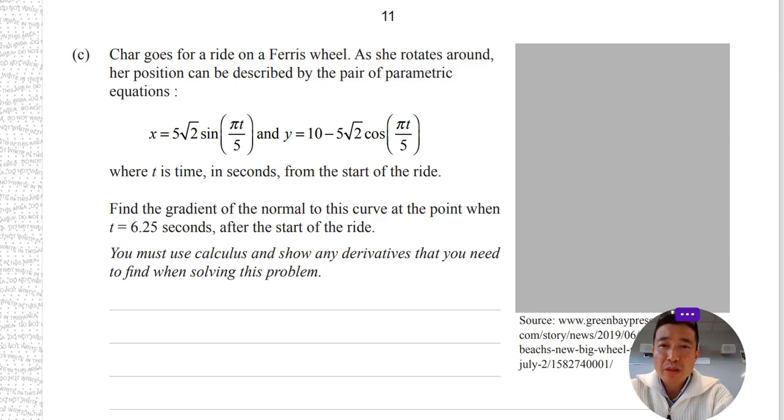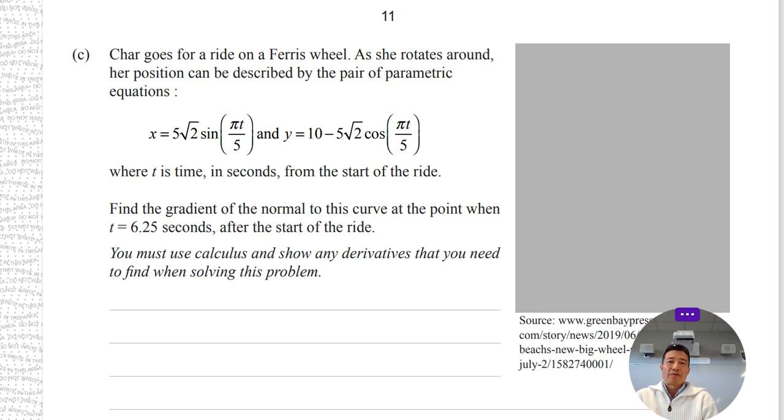We are doing 2023 NCEA Level 3 Differentiation Question 3C. It goes, Shal goes for a ride on a Ferris wheel. As she rotates around, her position can be described by the pair of parametric equations, where t is time in seconds from the start of the ride. Find the gradient of the normal to this curve at the point when t equals 6.25 seconds after the start of the ride. You must use calculus and show any derivatives that you need to find when solving this problem.